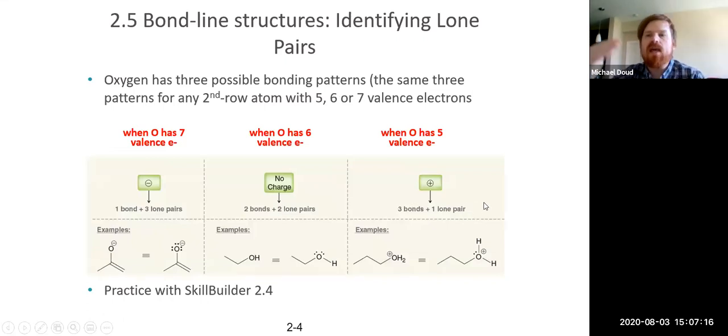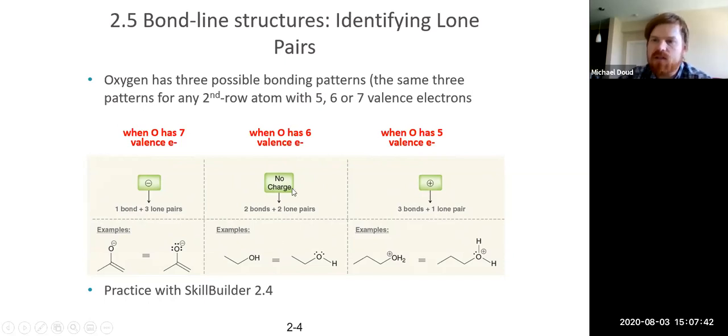Okay, and so here again is just going through when we have a formal charge, what does that mean? How are we going to read these formal charges? So, if oxygen has 7 valence electrons, that's what we were just looking at here. That's 1 bond and 3 lone pairs. That's a negative formal charge. So just keep in mind, the way this is usually going to look is something like this. You have a negative formal charge on an oxygen that's got 3 lone pairs.